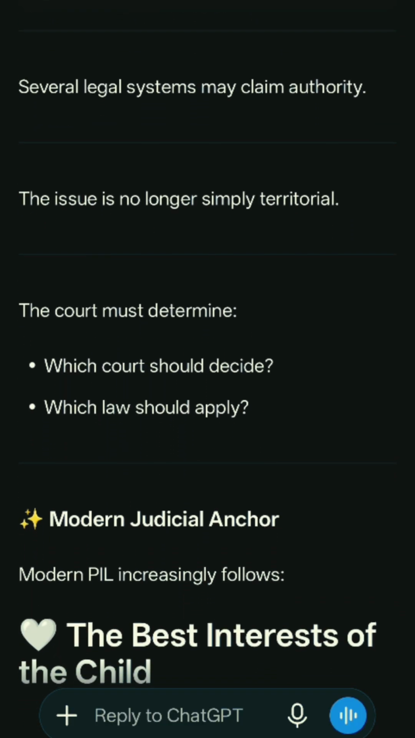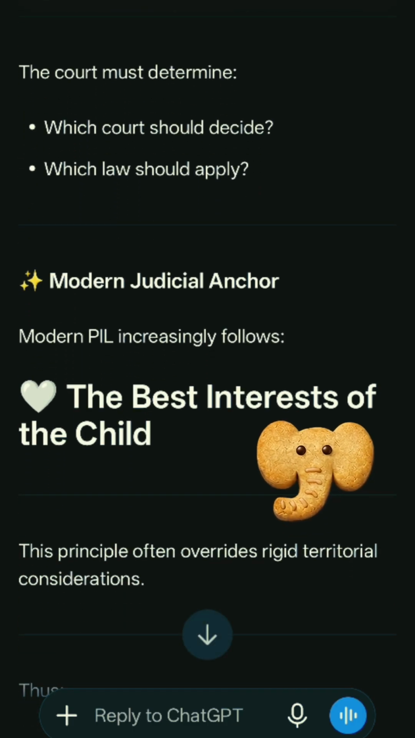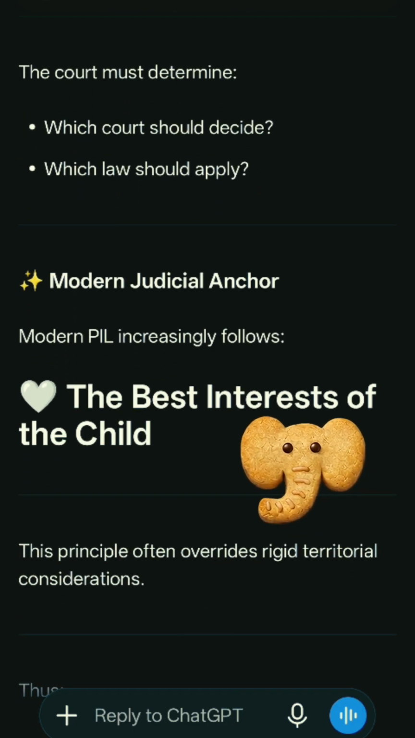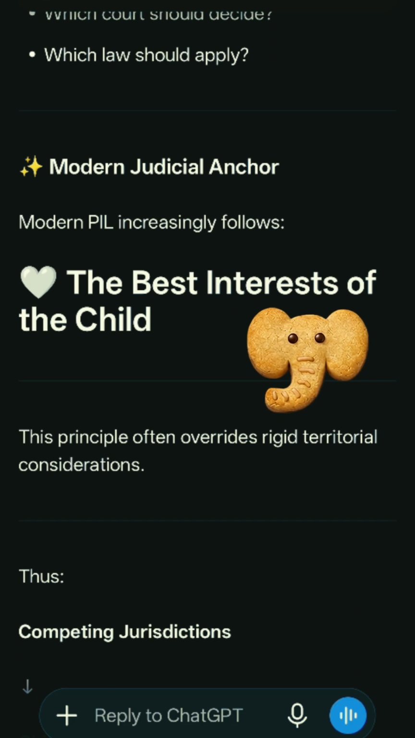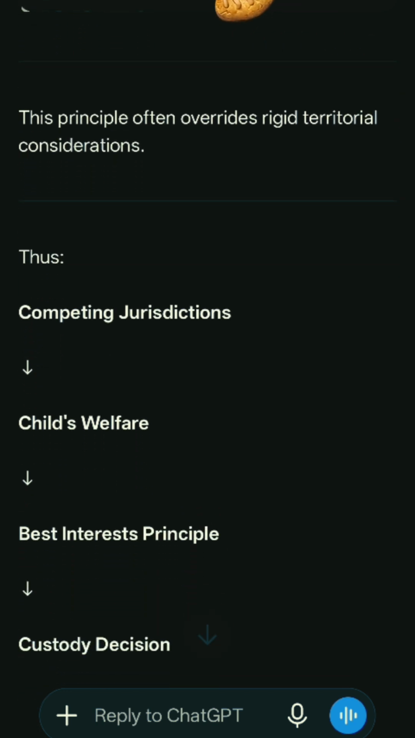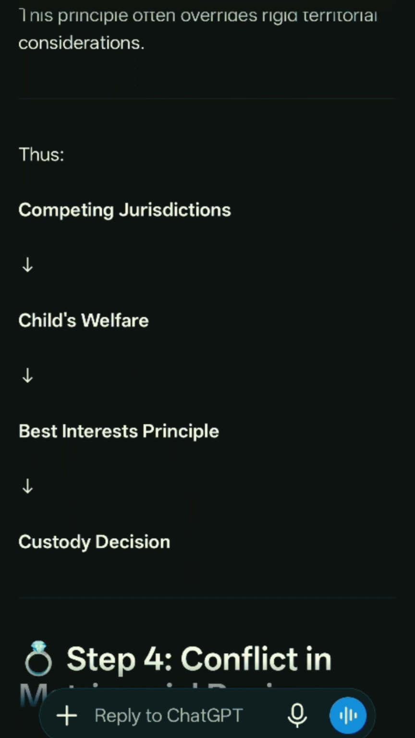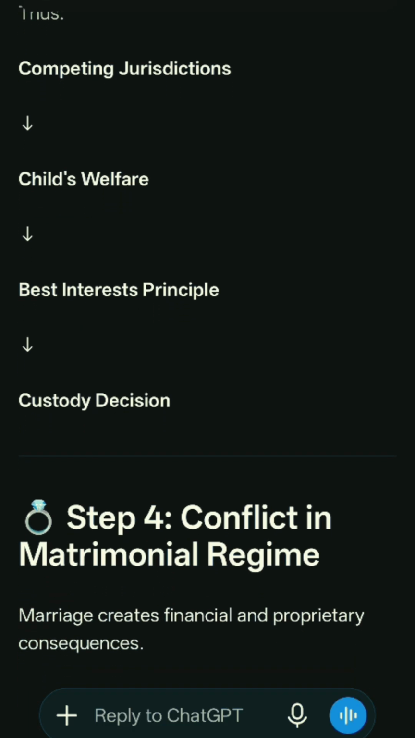The issue is no longer simply territorial. The court must determine which court should decide, which law should apply. Modern judicial anchor. Modern approach increasingly follows the best interests of the child. This principle often overrides rigid territorial considerations. Thus, competing jurisdictions, child's welfare, best interests principle, custody decision.